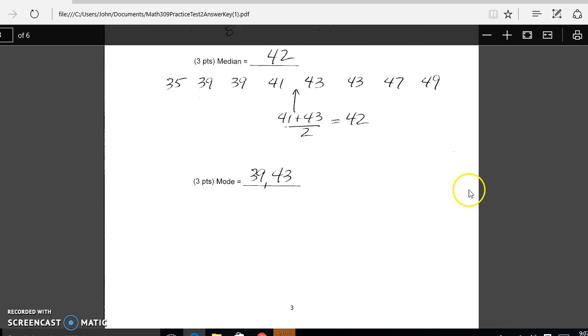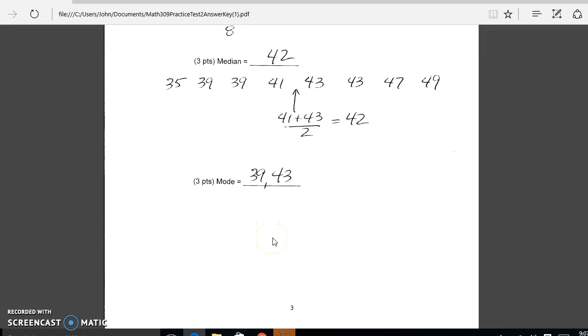The last thing we calculate here is the mode, and the mode is the most frequently occurring data point, and we find that we have 2 39s right here, and then we have 2 43s right here, and so both 39 and 43 occur twice. They are both modes, and it is possible to have more than one mode.